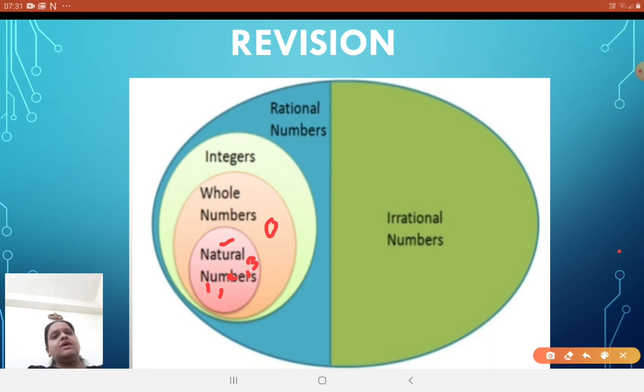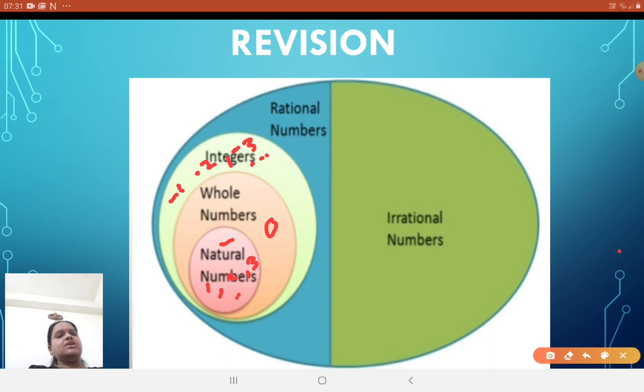Then what are the integers? In whole numbers, if I add all negative numbers, that is -1, -2, -3 and so on, correct? These types of numbers are nothing but called integers. That means in integers, all natural numbers, all whole numbers and negative numbers, so all positive, negative, including 0, all these numbers are included in the group of integers.